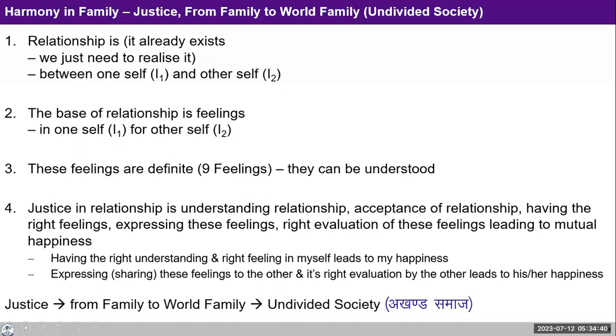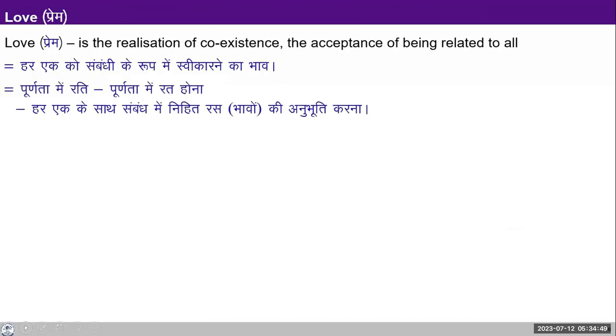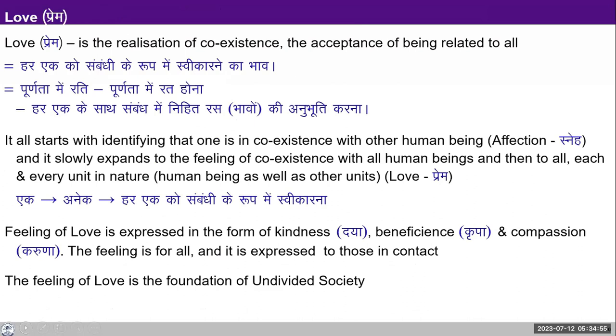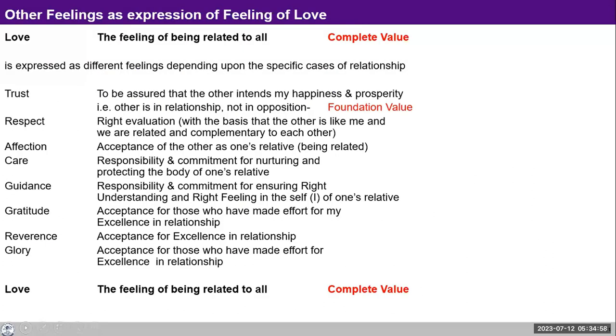So for that, if we look at the feelings in relationship that we talked of already, we spoke of 9 feelings where it begins with trust. So the trust is the foundation value, because at least you have an acceptance that there is a relationship. Until and unless you have an acceptance that there is a relationship with the other human being, how will you move forward? So that is why it was termed the foundation value. And then there were all the other values.